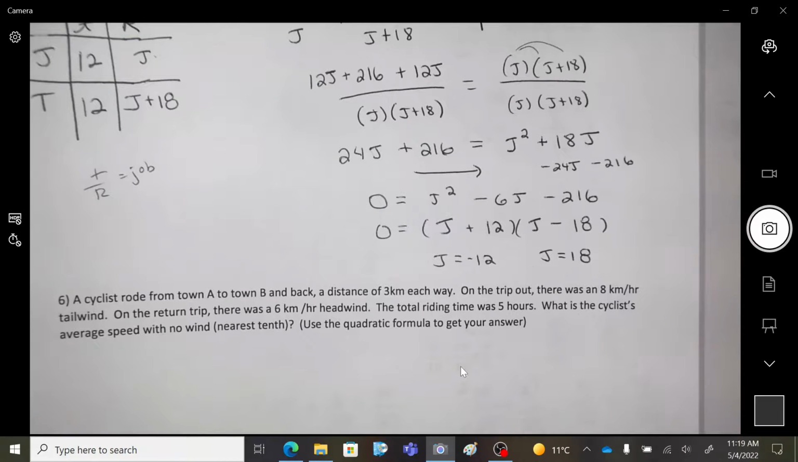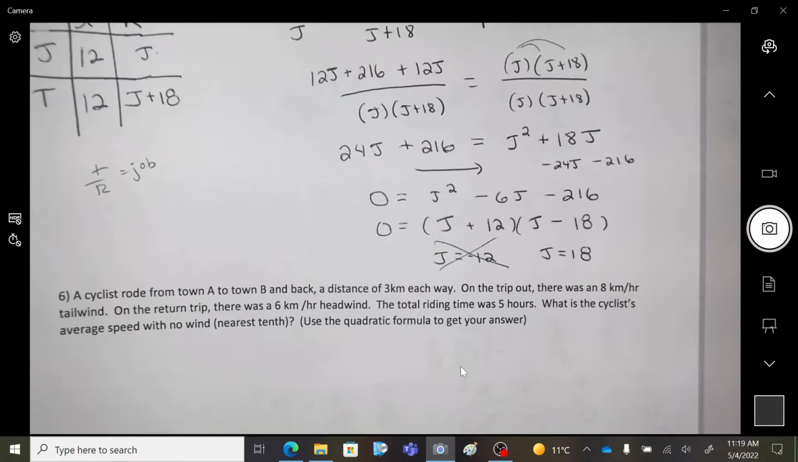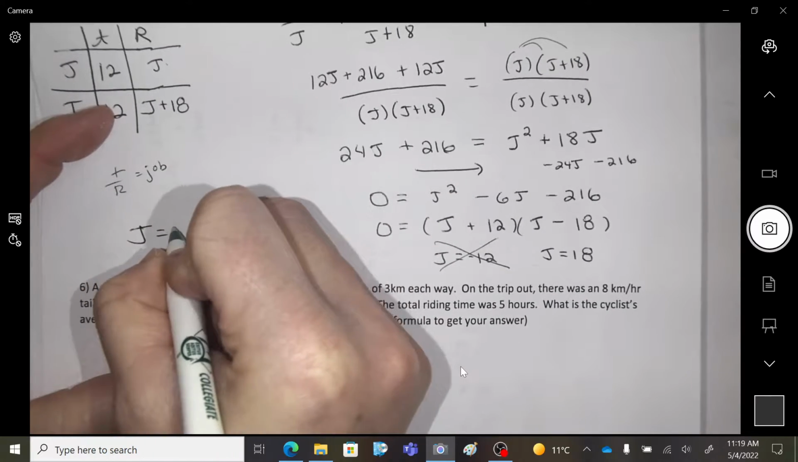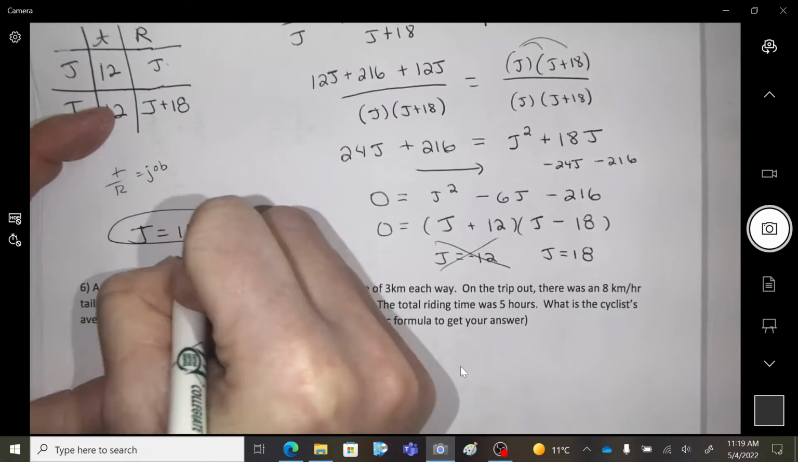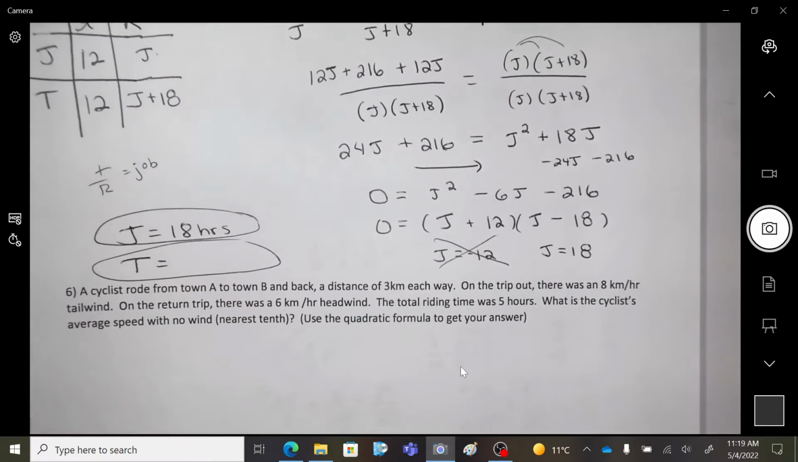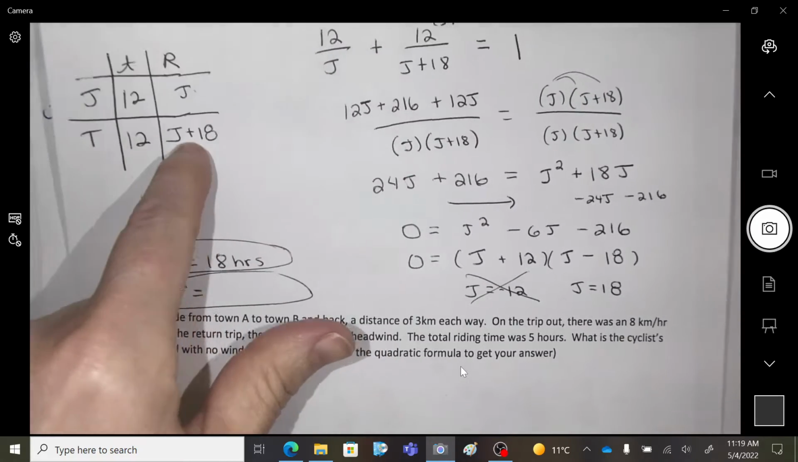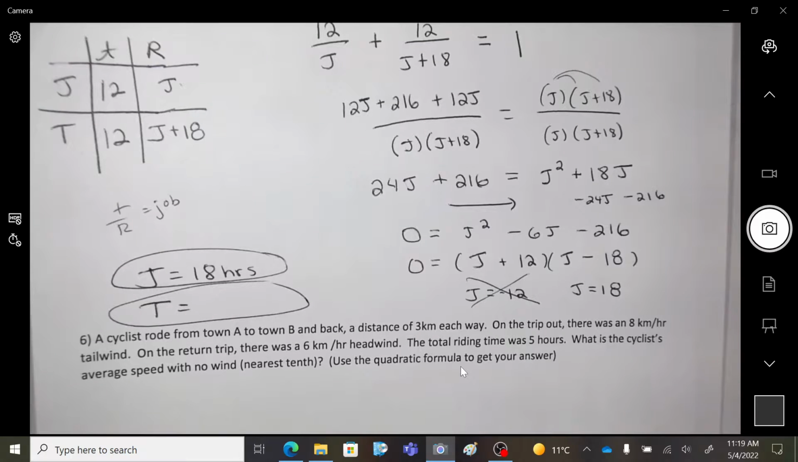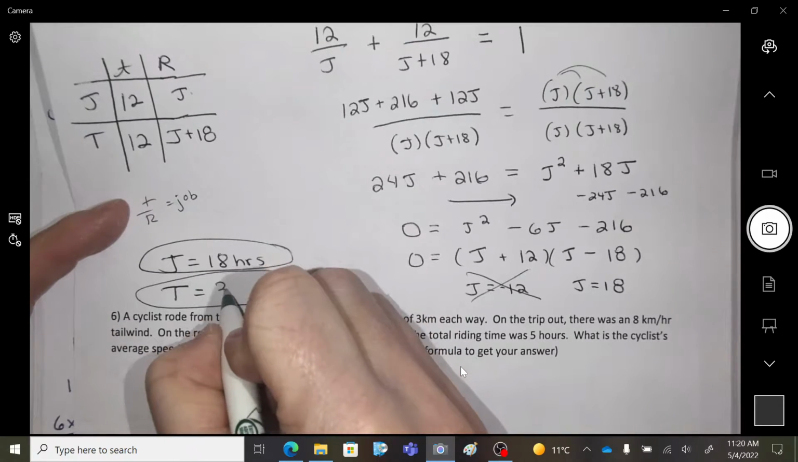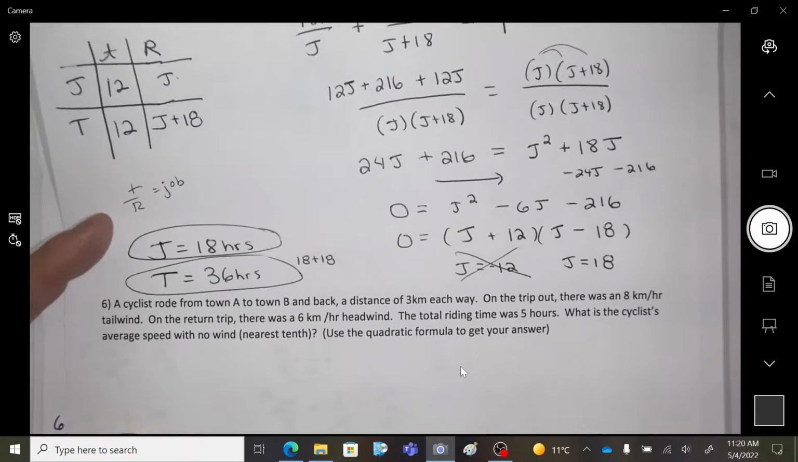Okay, so j is representing Janelle's rate to do the job. Can Janelle take negative 12 hours to do it? No, that doesn't make sense. So Janelle would take 18 hours alone. And Tanya, do we remember Tanya? She takes 18 hours longer. So what would her time be on the whole job, the rate? 36, right? 18 hours longer.